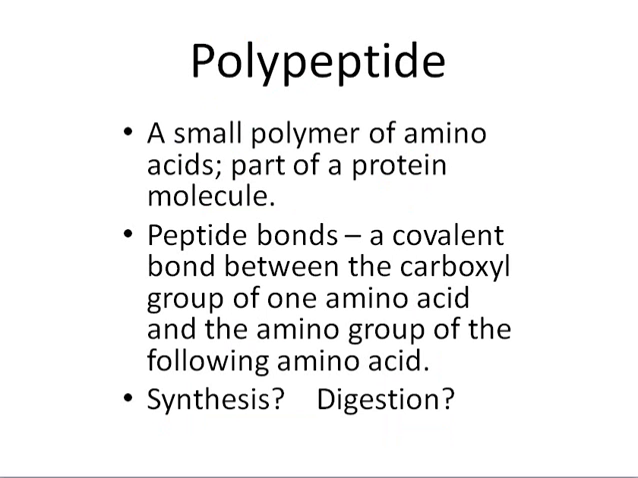Small sequences of amino acids are called polypeptides. Poly means many. Peptide refers to the chemical bond that links each amino acid to its neighbor. More specifically, peptide bonds are the covalent bond joining the carboxyl group of the first amino acid to the amino group of the following amino acid. Guess what? You are already familiar with the chemical reactions used in the synthesis and digestion of polypeptides and proteins.